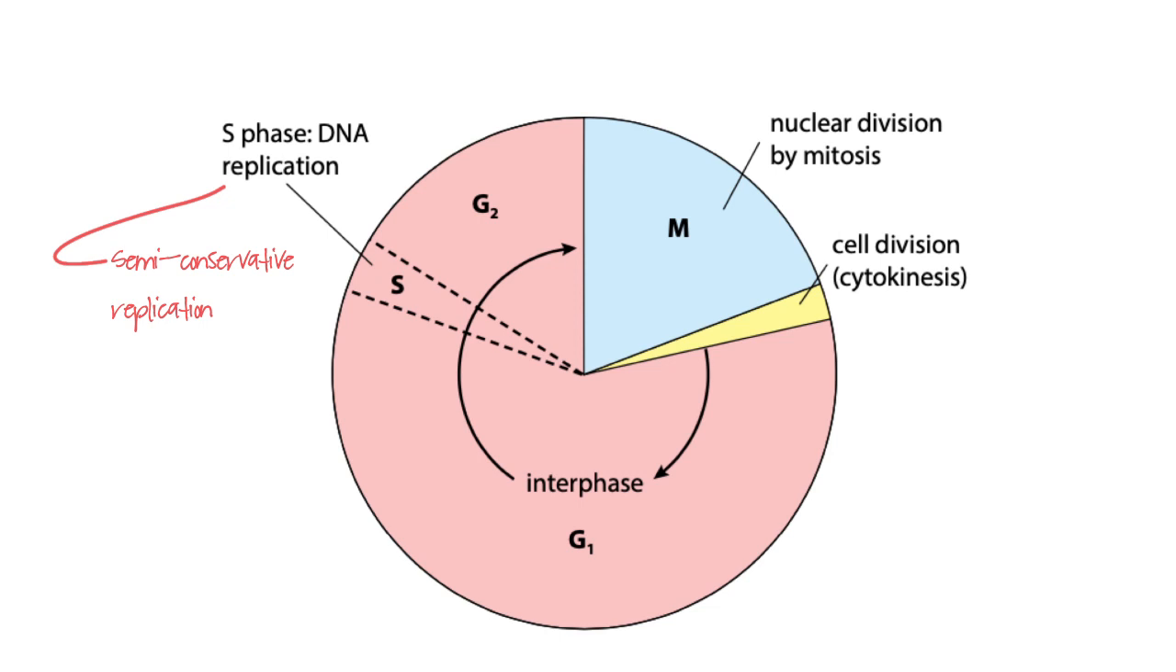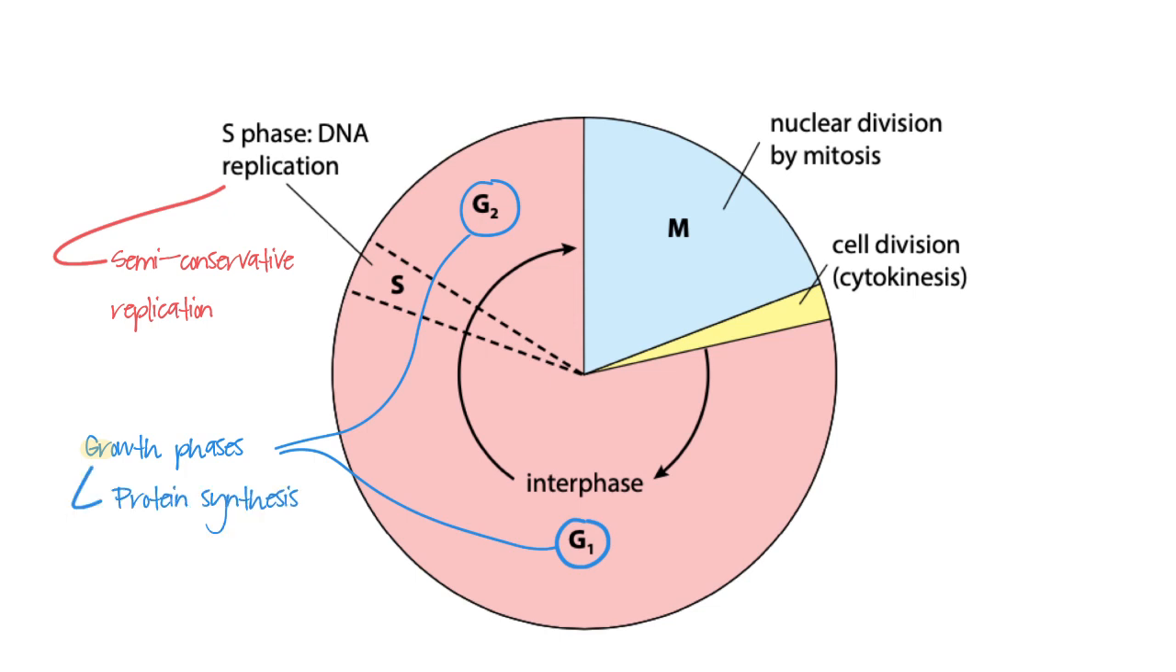Protein synthesis mainly occurs during the G1 and G2 phases of interphase. These are both growth phases for the cell, so you can remember G for growth. And it's during these growth phases that the cell is actively going to be synthesizing proteins.